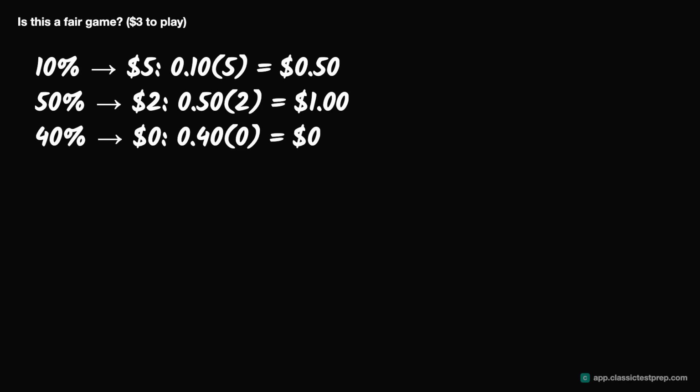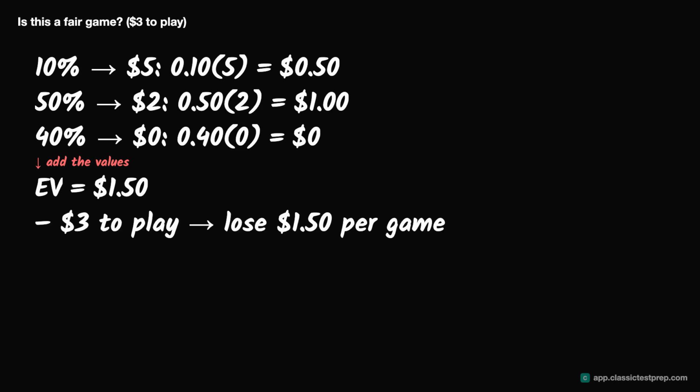Well, it costs $3 to play, so you're out $3. And then you have a 10% chance of winning $5, which is an expected value of 50 cents. You have a 50% chance of winning $2, which is an expected value of $1. And you have a 40% chance of winning $0, so that's 0. If we add the values together, the expected value of playing the game is $1.50, but it costs $3 to play. So on average, every time I play this game, I expect to lose $1.50. So this is not a fair game.